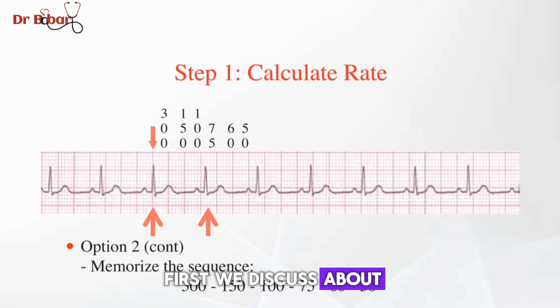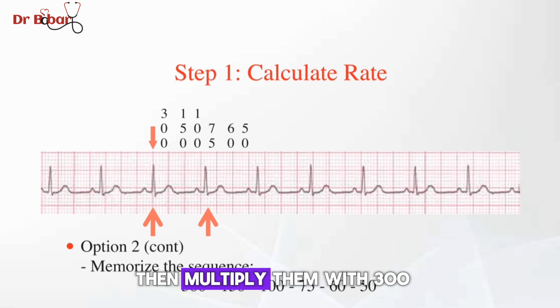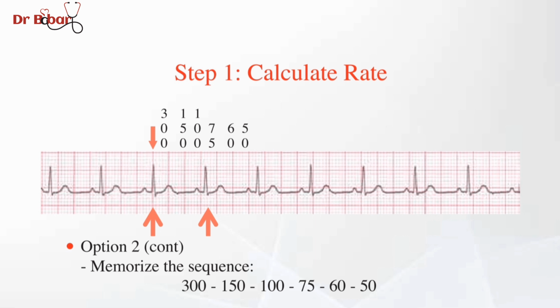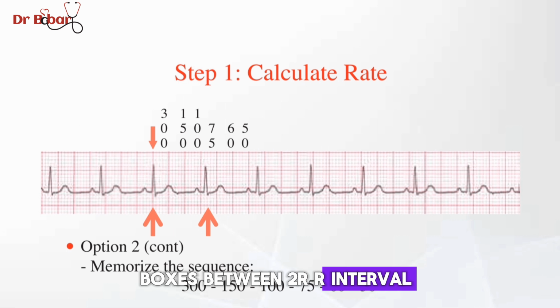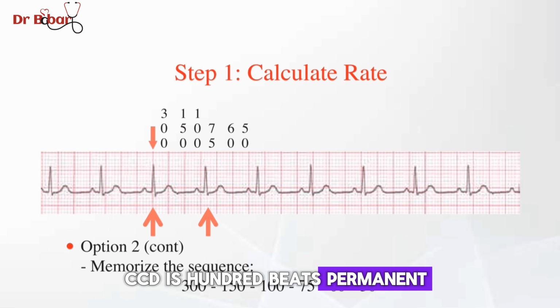First we discuss the rule of 300. Here you can see 2 red arrows which show 2 RR intervals. First locate the RR intervals, then calculate the number of large boxes between the 2 RR intervals, then divide 300 by that number. For example, here there are 3 large boxes between 2 RR intervals. If we divide 300 by 3, the answer will be 100. So the rate of this ECG is 100 beats per minute.